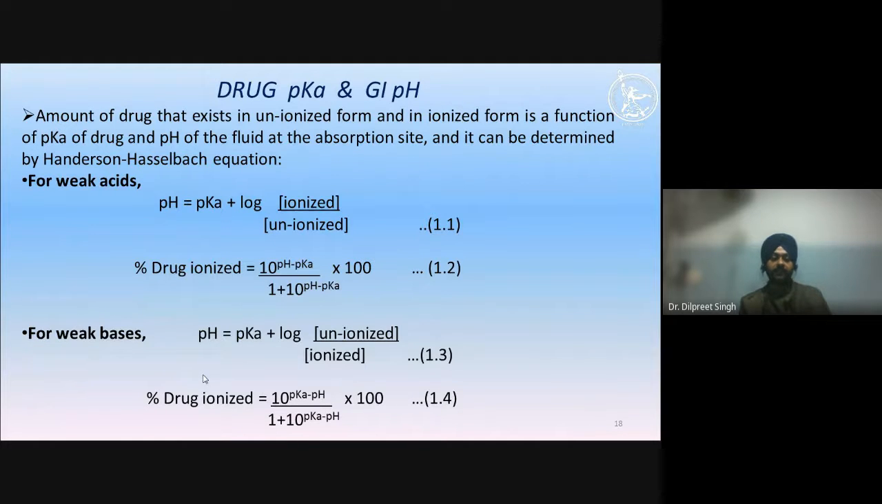For weak acid, pH is equal to pKa plus log ionized divided by unionized. So we can calculate the percent drug ionized as 10^(pH minus pKa) divided by 1 plus 10^(pH minus pKa), multiplied by 100. For weak base, pH is equal to pKa plus log unionized divided by ionized concentration. So we can calculate the percent drug ionized as 10^(pKa minus pH) divided by 1 plus 10^(pKa minus pH), multiplied by 100.